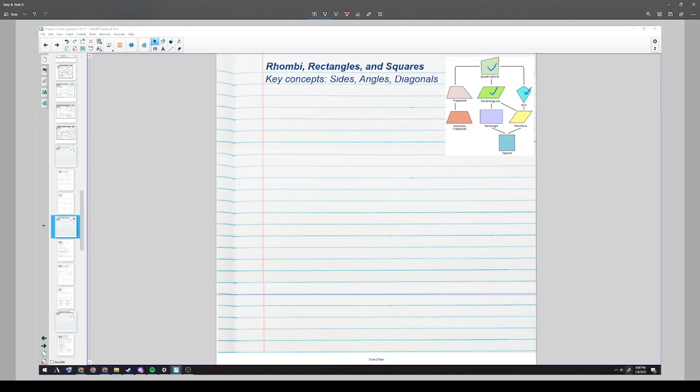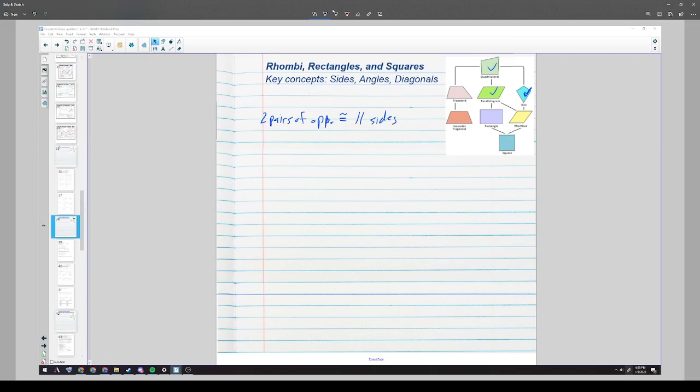So start with rhombi, just because we finished kites most recently. A rhombus is just the combination of a parallelogram and a kite, and it's going to have the properties that those two had. Let's think about its basic properties from its parents. We know that a parallelogram has two pairs of opposite congruent parallel sides.